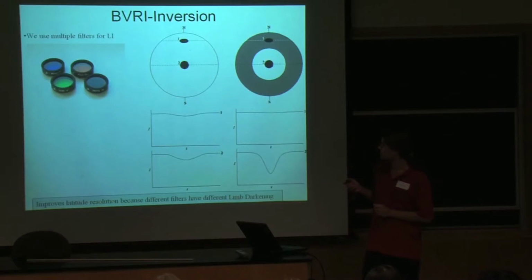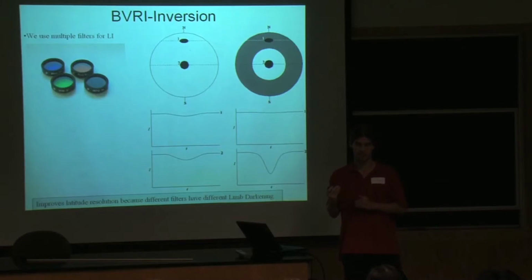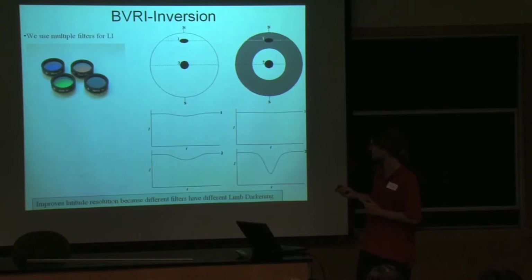Now, we actually take data through multiple filters with our CCD camera of our star. The reason we use multiple filters is because of limb darkening. Limb darkening provides this little bonus in that it will also give us extra information about where the spots lie on the star, because you'll see differences in light curves if there's different limb darkening. You'll see this is an exaggerated case of limb darkening, but the main thing is that the two light curves are different.